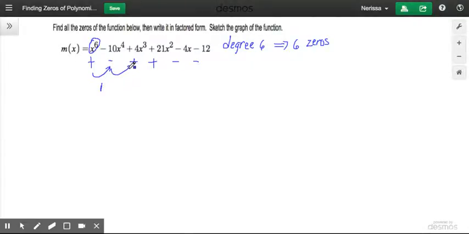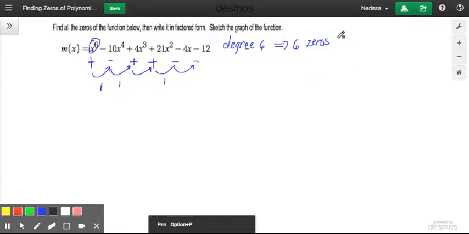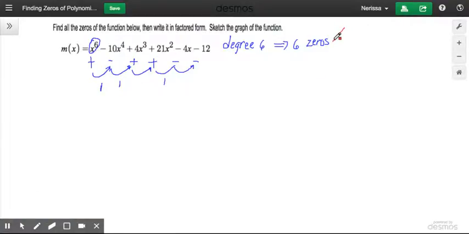Negative to positive, that's another change. Positive to positive, no change. Positive to negative, one change. Negative to negative didn't change. So therefore, there are 3 sign changes. And we know from previous observation that the number of sign changes is the same as the number of positive zeros. So that means that out of the 6 zeros, 3 of them should be positive, and therefore the rest would be negative.